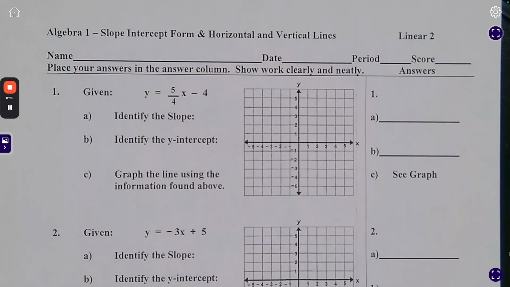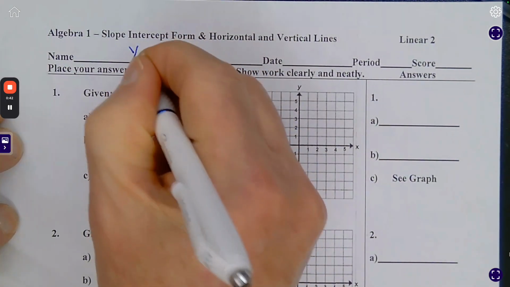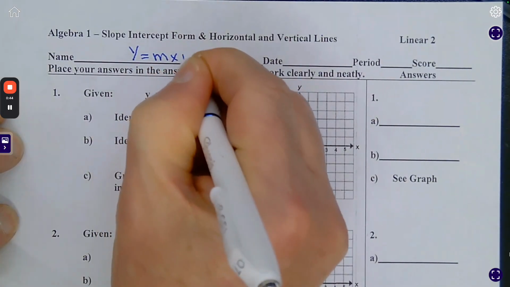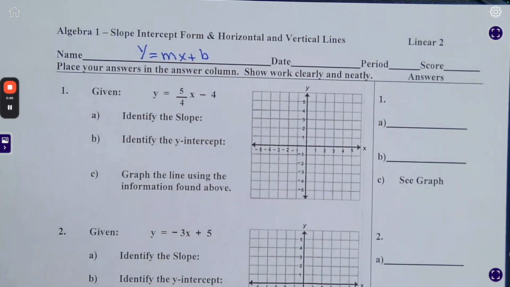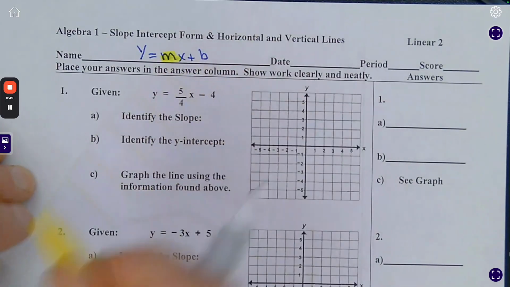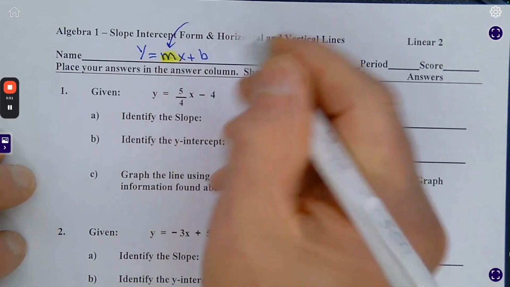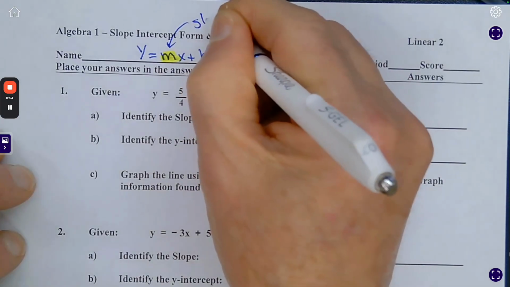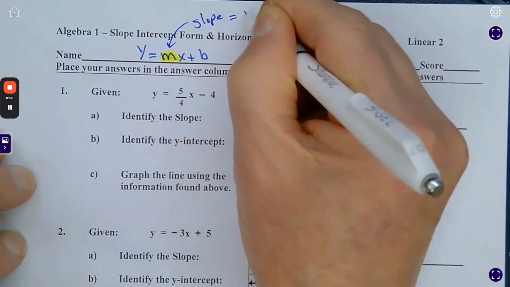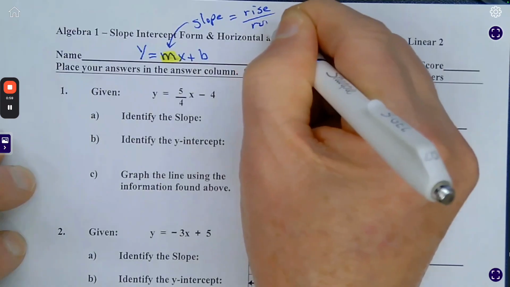This is Slope Intercept form, and we're going to add a little wrinkle: horizontal and vertical lines. I call this linear too. Okay, so given y equals 5/4 x minus 4, let's identify that slope. Remember from the last video, y equals mx plus b. So what does the m stand for? The m is that slope, rise over run, right? We call that the rise over run, or the change in y over the change in x.